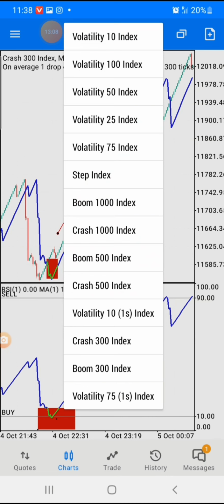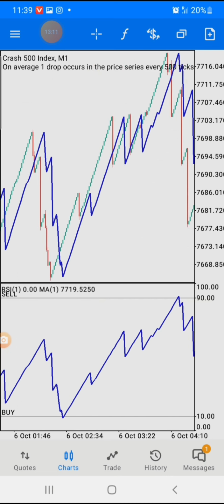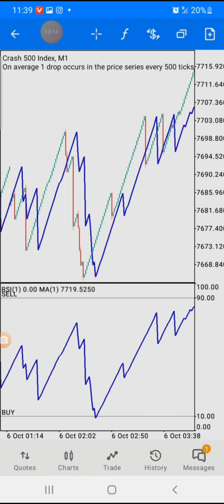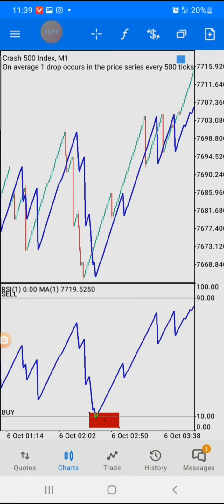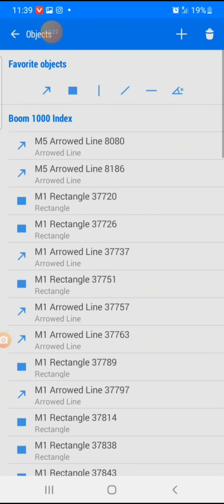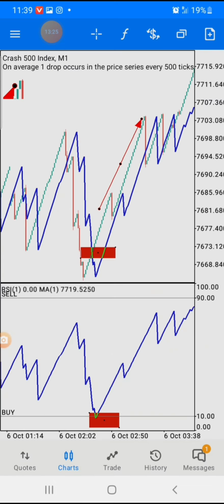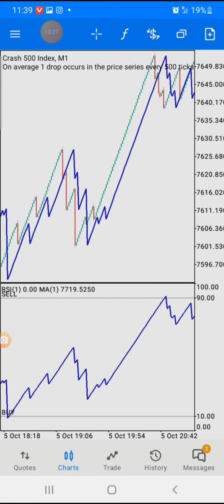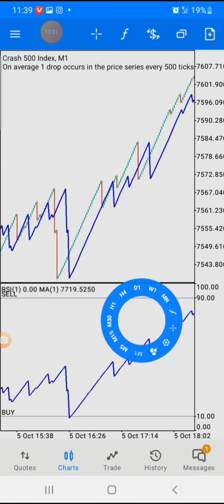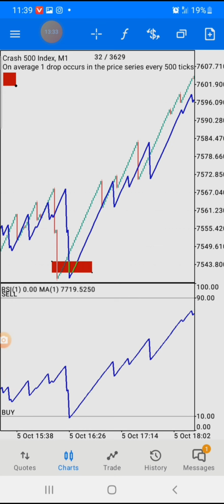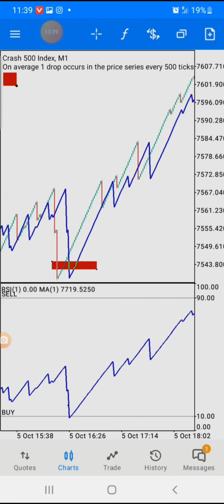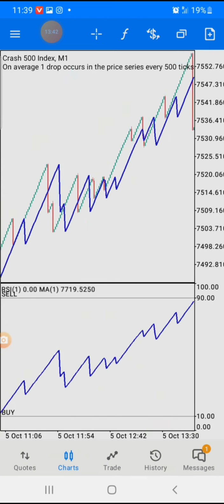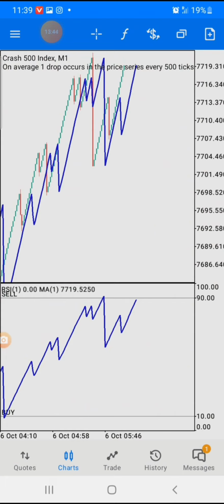Okay, let's go and look at Crash 500. We can see here we have an entry. And what happened? The market went up. Your 5 to 10 candles, then that's it. Again, here we have another entry. So these entries will be a lot. Okay, we have a lot of these entries. So this is how this strategy works.